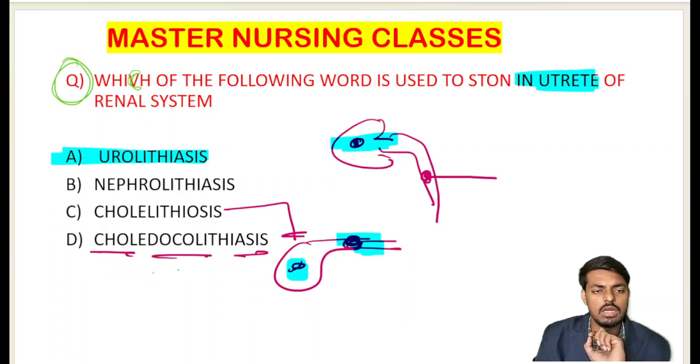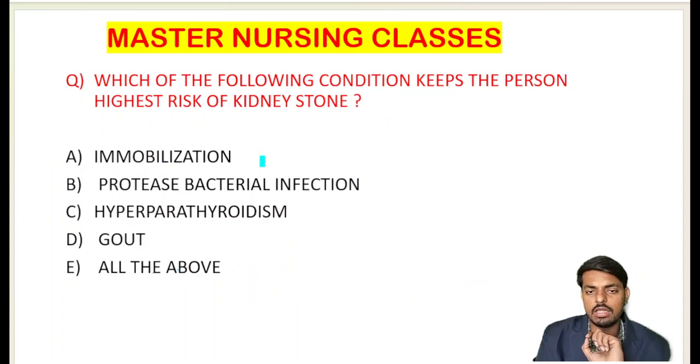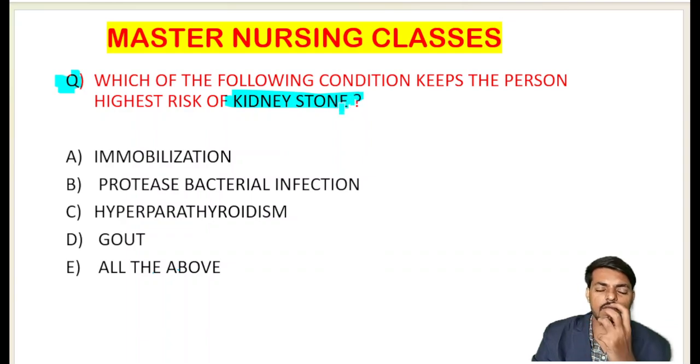Okay, here is the next question for you all. Read the question carefully and completely, and try to answer it. Which of the following conditions keeps the person at highest risk of kidney stone? Very, very important. We have a few risk factors in the options. What are the conditions which keep the person at the highest risk of kidney stone? Almost two or three points we have discussed while discussing the previous questions.